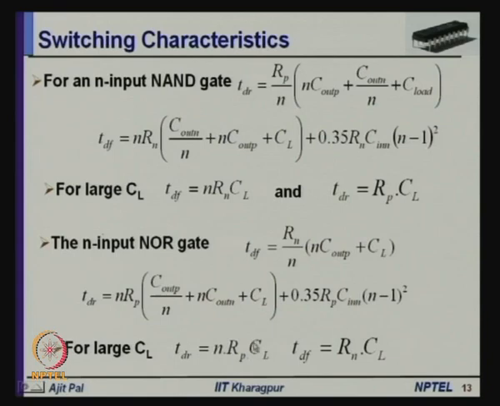So, for large CL load capacitance, the delay TDR will be affected by the number of inputs. So, n RP CL. This is how the delay times are affected by fan in. Not only fan in, it is also proportional to CL. That means the switching characteristics are affected not only by fan in, but also by the fan out or load capacitance. Whenever the fan out is increased, essentially the load capacitance increases.